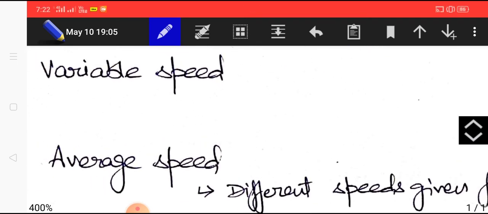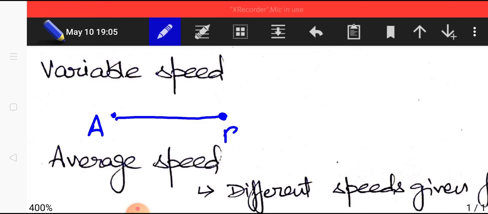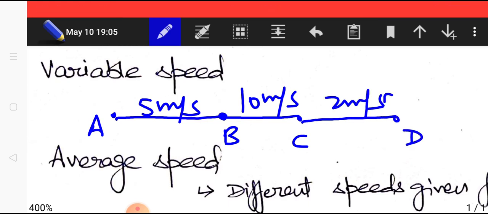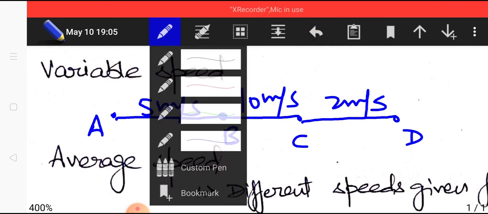Then we have variable speed. Variable speed, as the name indicates itself, if an object starts from A, moves to B with speed 5 meter per second, then it moves from B to C with speed 10 meter per second, and then it moves from C to D at speed 2 meter per second. So you are observing in this example that the object is changing its speed.